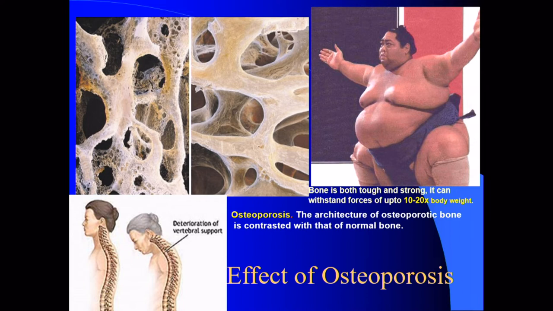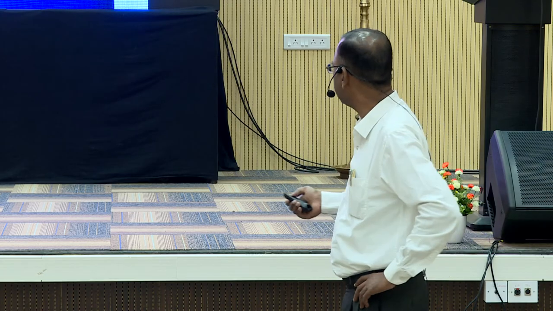Strong. You can see this man, this is a sumo wrestler. He weighs close to 200 kg. His leg carries the whole weight because of the inner bone material. They check it periodically, and if the carbonate content in the bone material goes below a normal level, you may not withstand the weight.